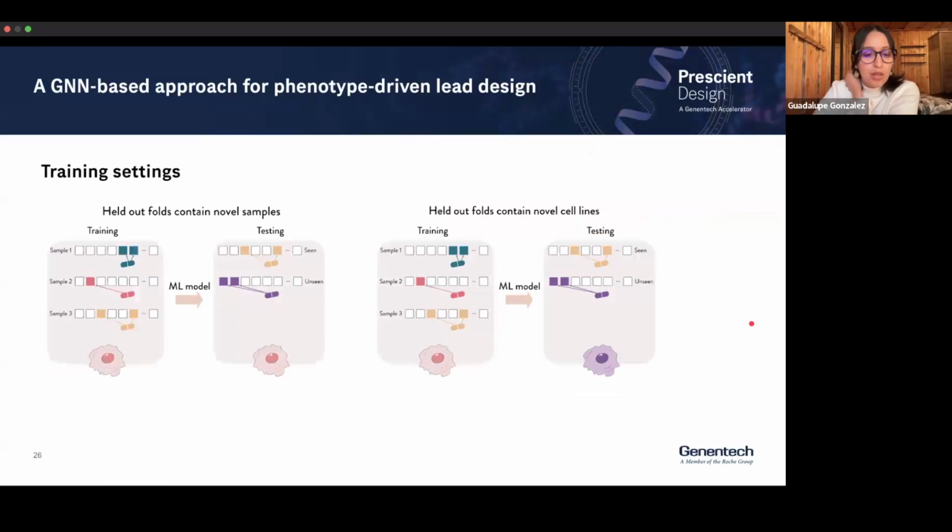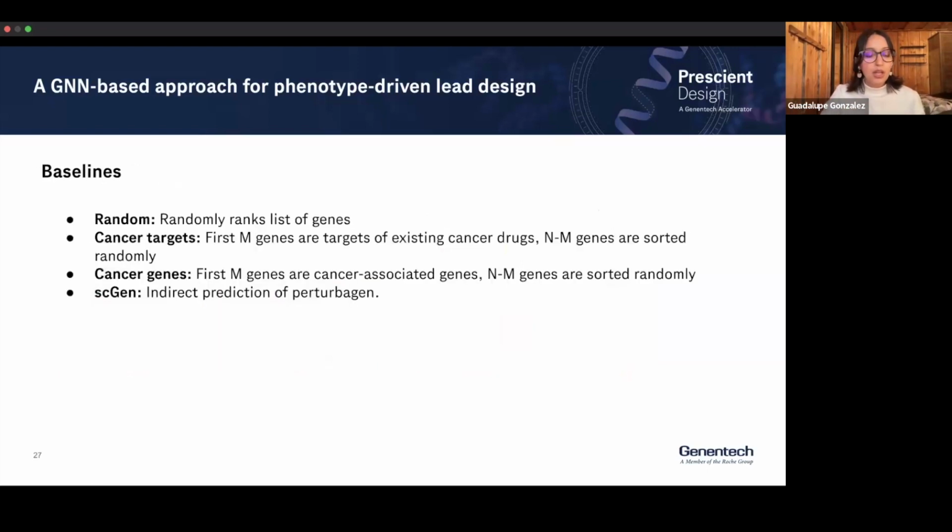We have two training settings, one where we pulled out novel samples. So these are replicates that can be replicates of the same perturbagen or completely new perturbagens. And we also have a setting where we train in one cell line and predict for a different cell line. So if we train on lung cancer, we predict for breast cancer and vice versa.